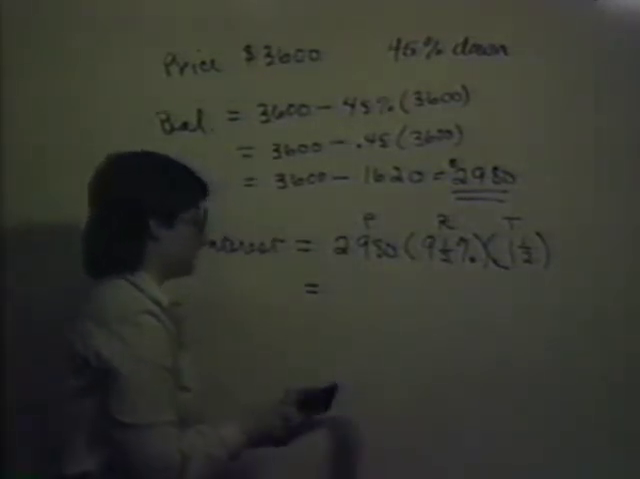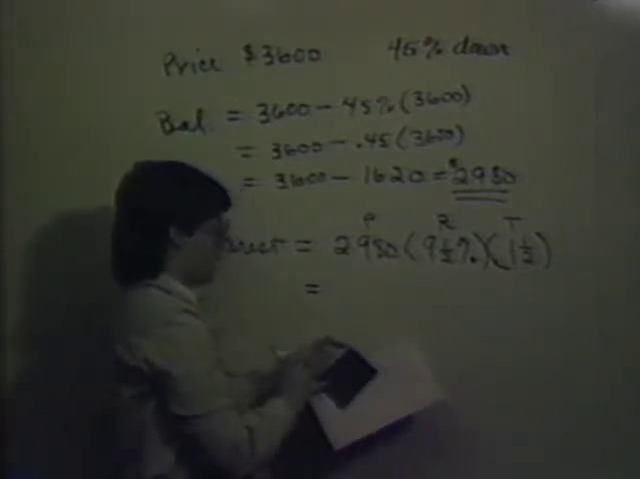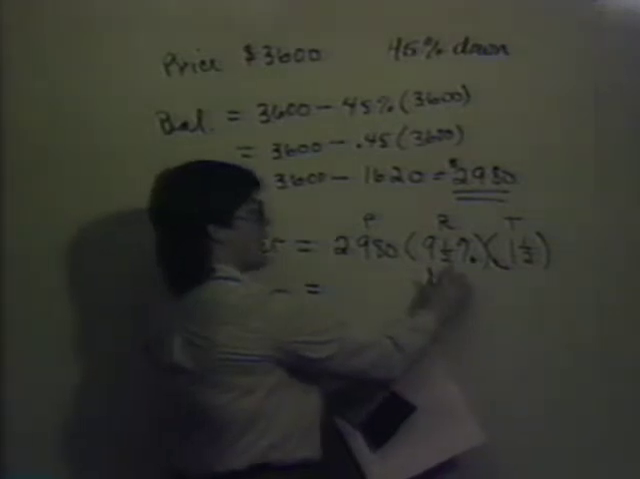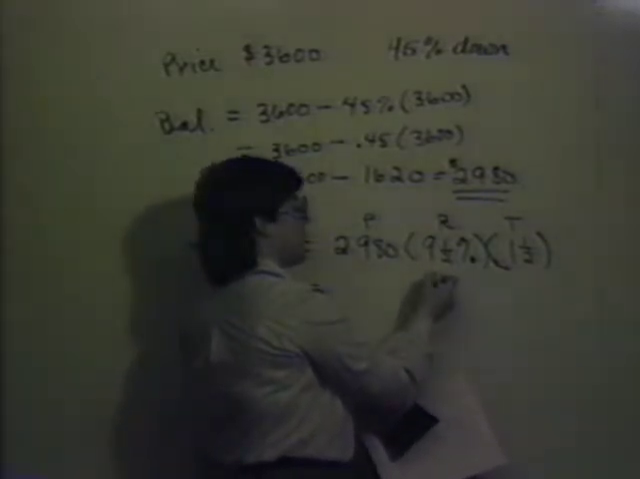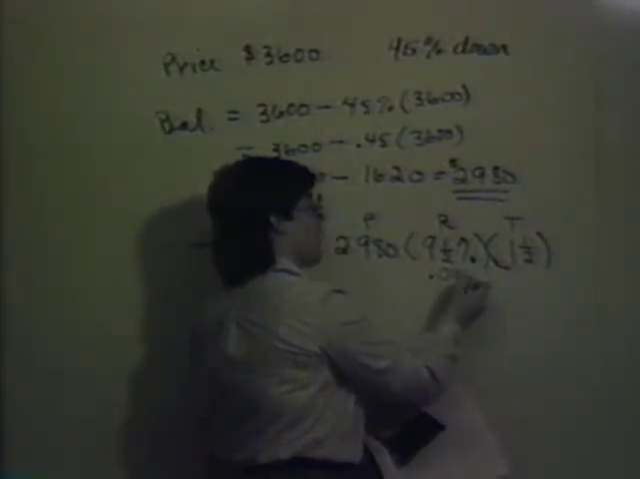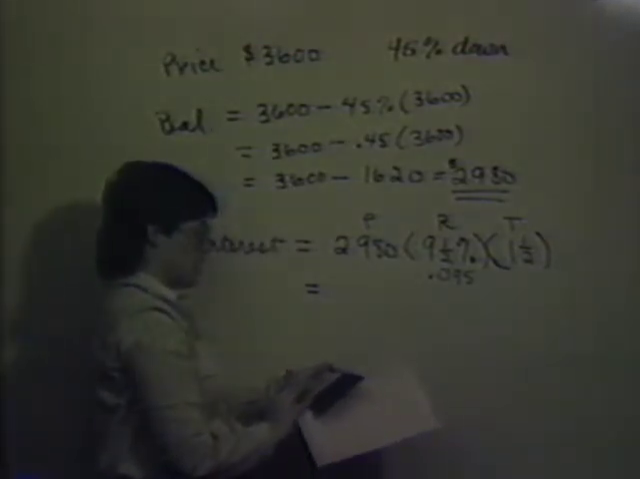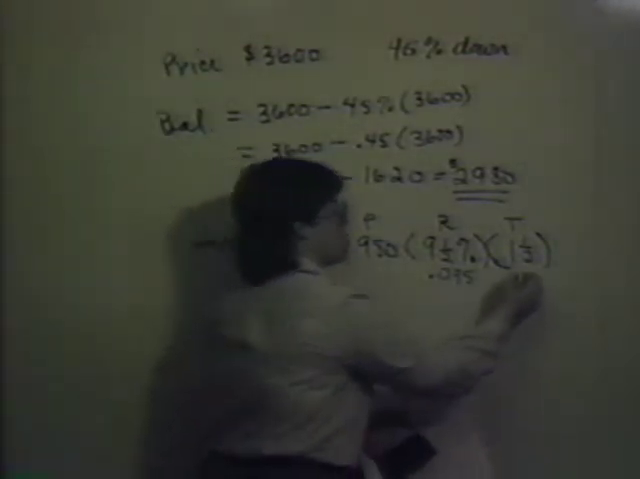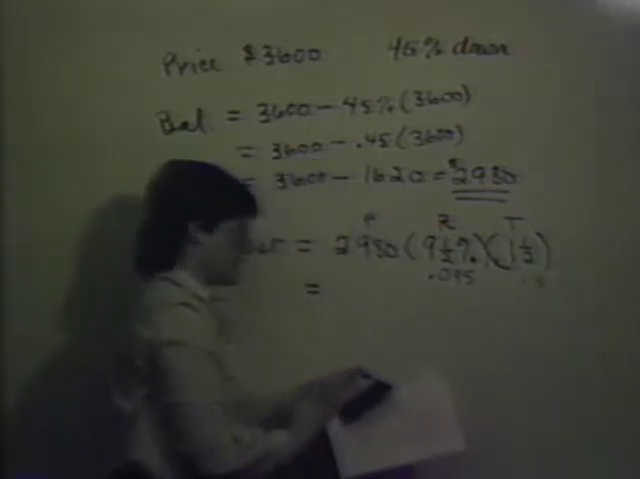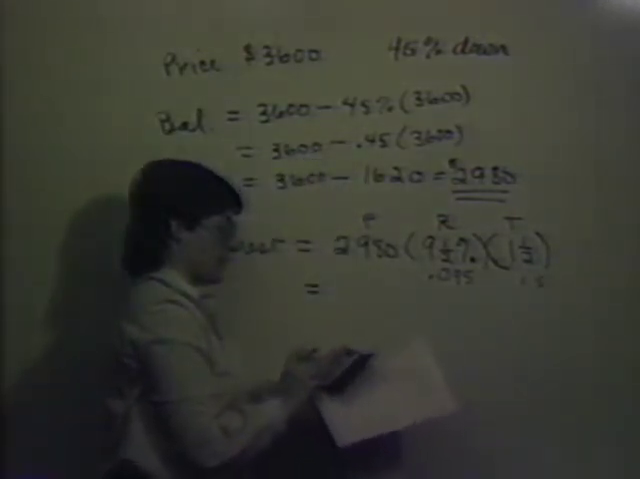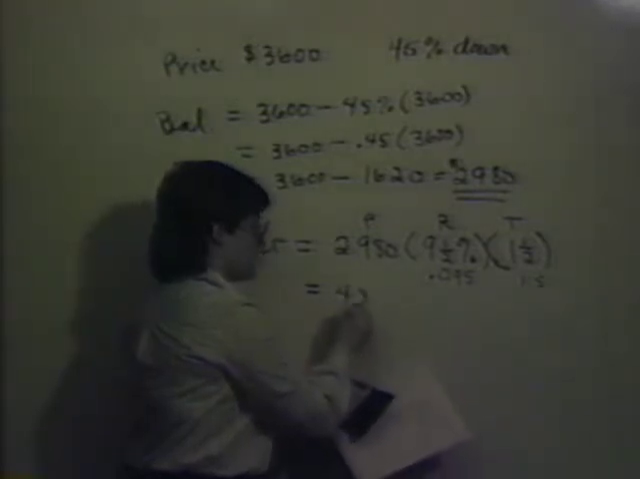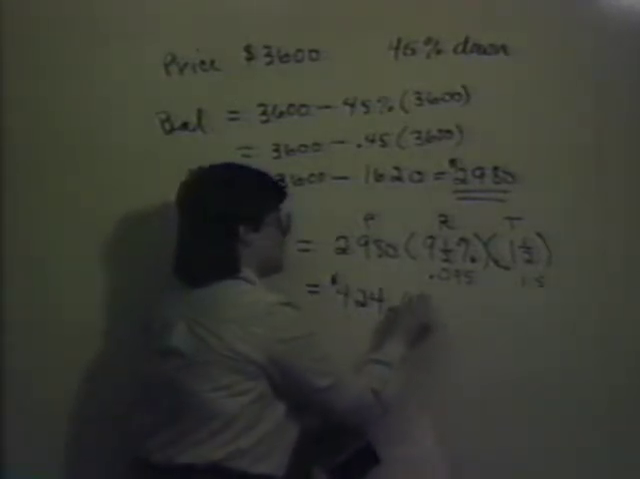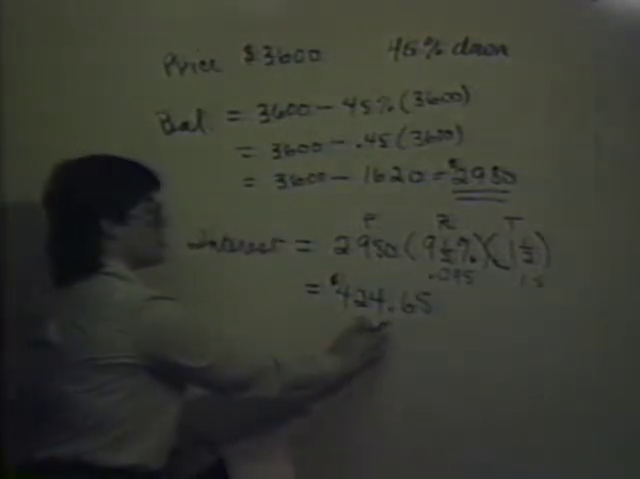I'm going to get out my calculator again, and I'm going to multiply 2,980 times, well, my interest rate is 9.5% or 0.095 when we write it as a decimal, times my time, which is 1.5. And I came up with $424.65. Okay, that is just our interest.